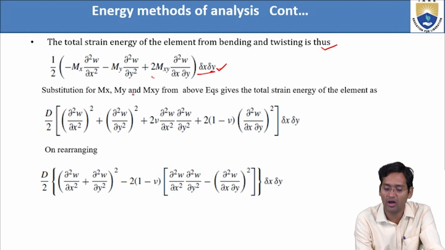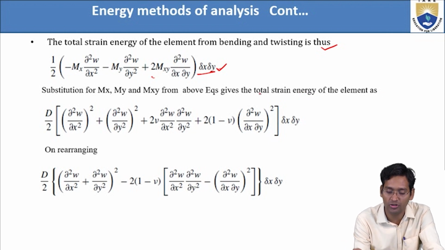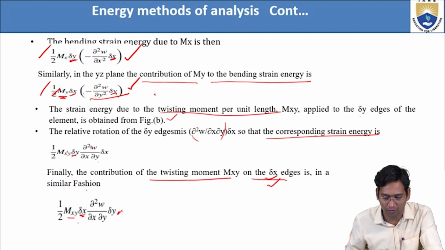Substituting for Mx, My and Mxy from the above equation gives the total strain energy of the element. Now just substitute the value of Mx, My, and Mxy, which we found here.